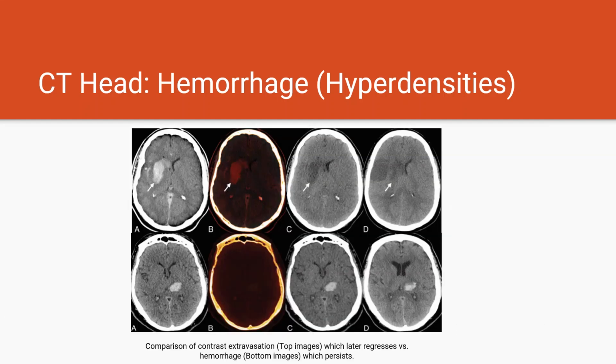And then here's a good picture of how contrast can really closely mimic blood. So the top series of pictures represents contrast extravasation, which slowly regresses when you follow the pictures going from left to right, versus the bottom set, on the other hand, represents an intraparenchymal hemorrhage that actually persists throughout time. And the second picture in each of these series that's red demonstrates a difference in these using different filters for densities, but as you can tell, it's pretty subtle.